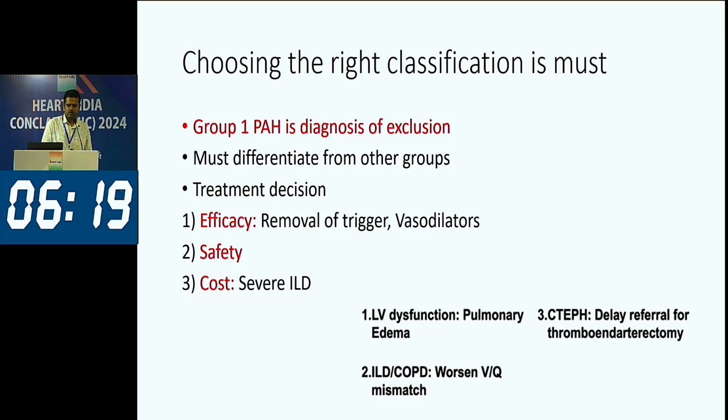Like if we are giving vasodilators in group 2 PH due to left heart dysfunction, this patient will land up in pulmonary edema. If you are giving vasodilators in the patients with lung disease, there will be increased perfusion mismatch and this patient will deteriorate. Also in CTEPH, chronic thromboembolic pulmonary hypertension, if you are giving drugs and trying to treat the patient, then you are delaying the treatment because this is the only form which is totally curable, and this patient should immediately be sent for surgery or balloon angioplasty as required.